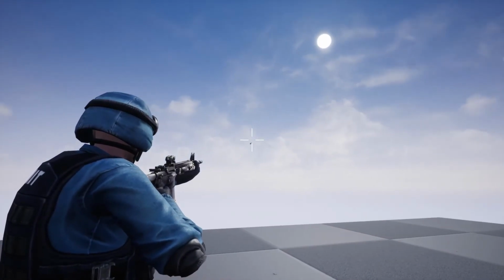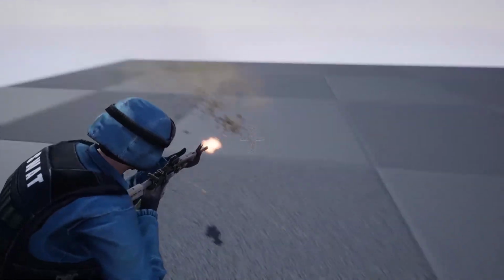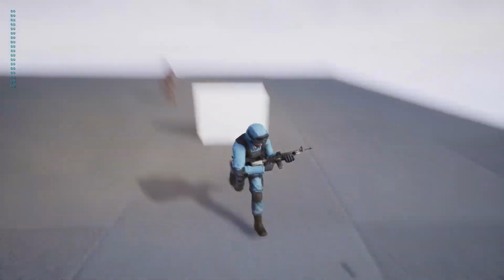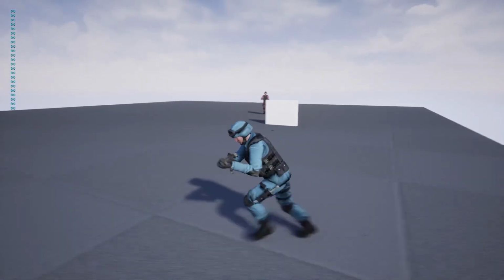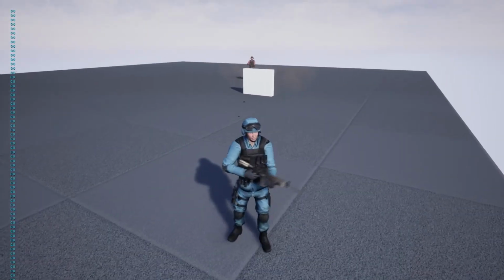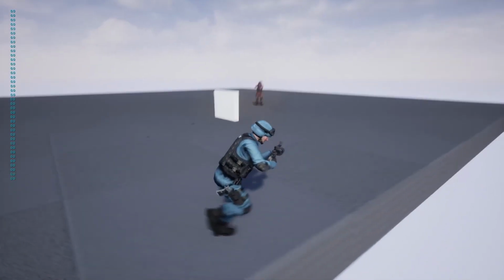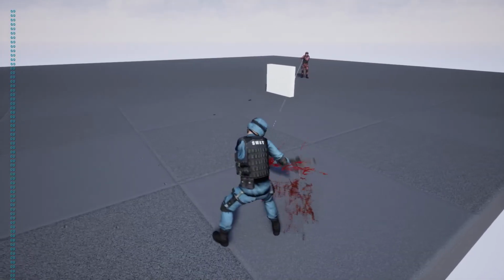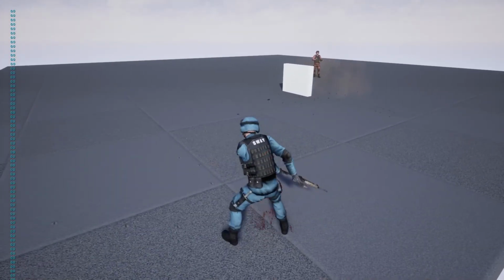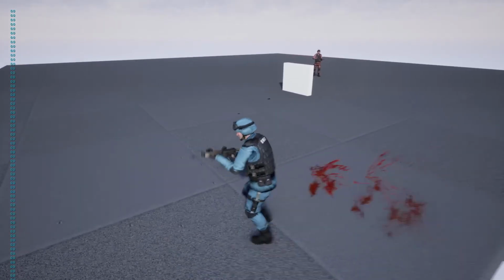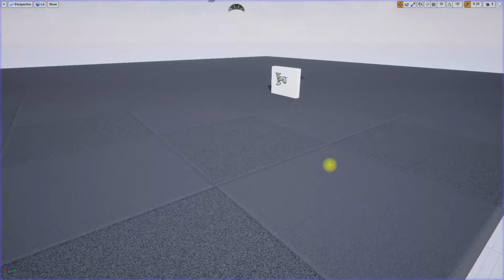What's that? Let's see how this enemy behaves. Okay, now the ray is visible. Okay, I think we can stop this episode at this point.